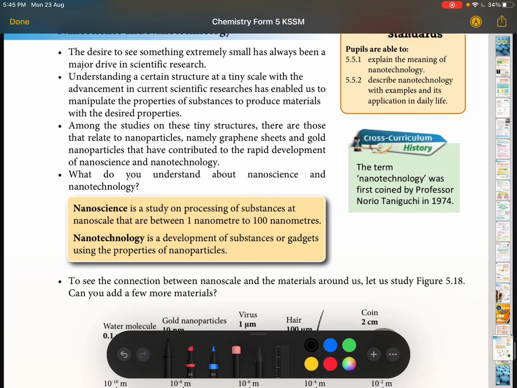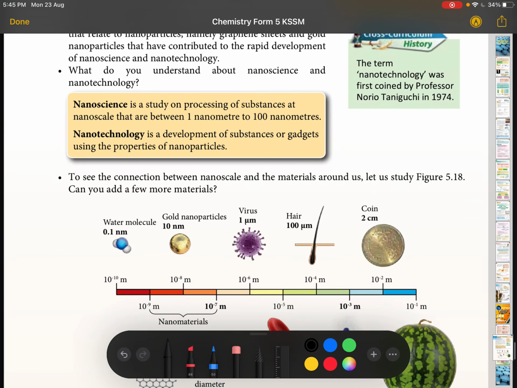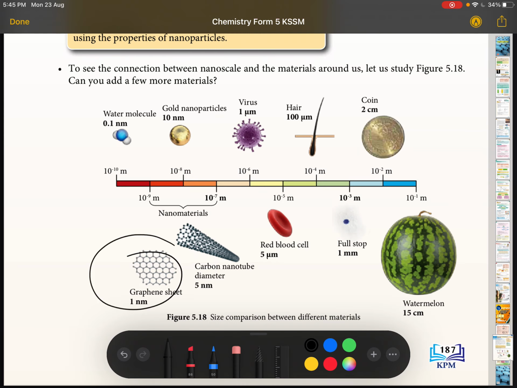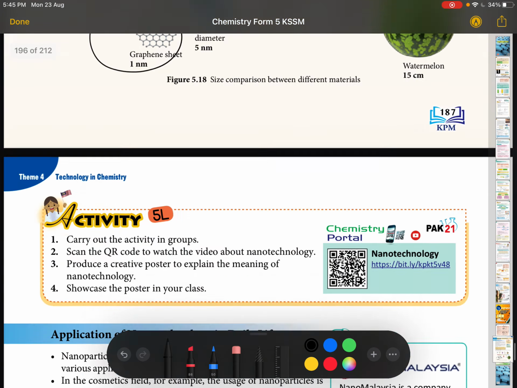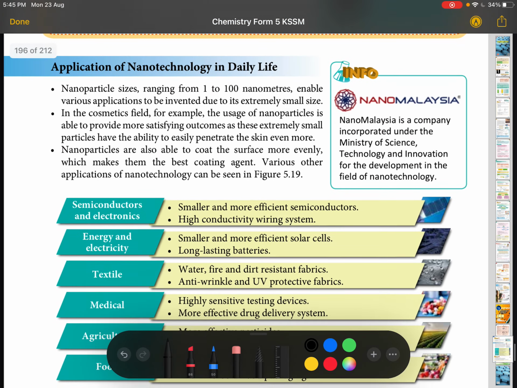Next is nanotechnology. Nano means very small, like very, very, very small. Nanoscience is studying very small things, and nanotech is developing stuff using very small things. I think the main example that they want to talk about here is graphene sheet. So I'll just mention graphene.